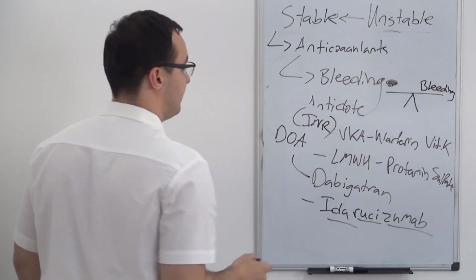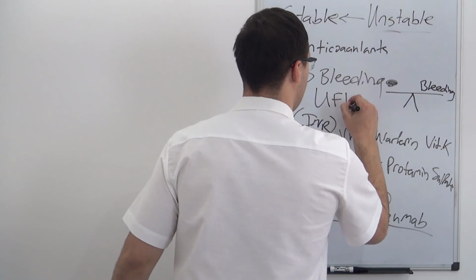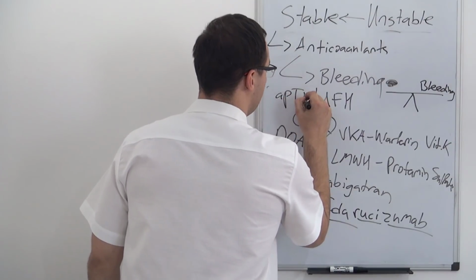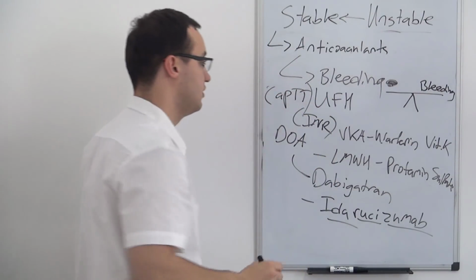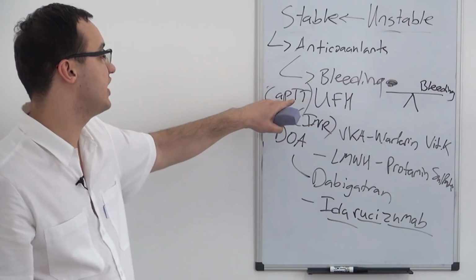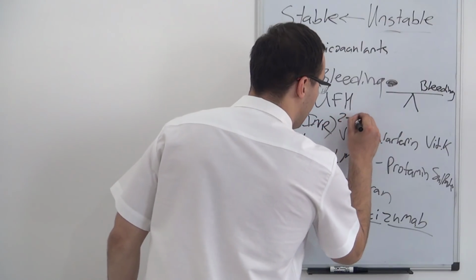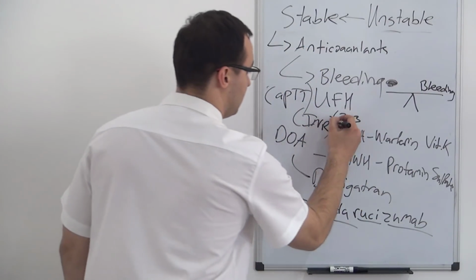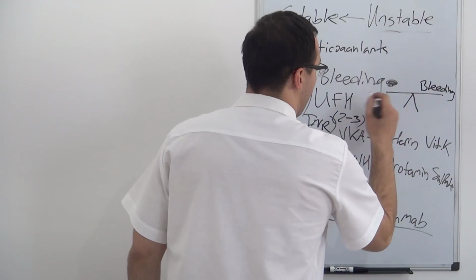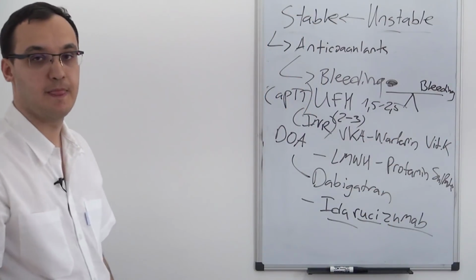For unfractionated heparin, you check the APTT value. So for warfarin, you check INR. For unfractionated heparin, you check APTT value. For warfarin, the INR should be around 2 to 3 in the lab. For APTT, it should be around 1.5 to 2.5. Okay?